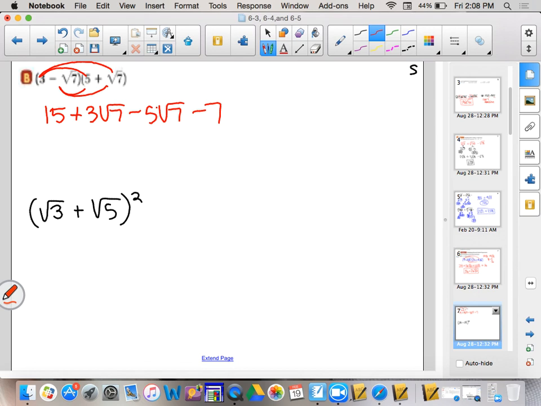Now all I've got to do is combine my like terms. 15 minus 7. And then that right there: minus 2 square roots of 7.